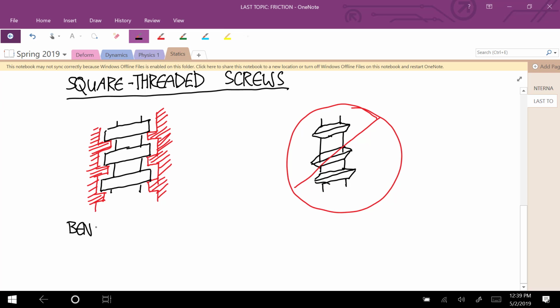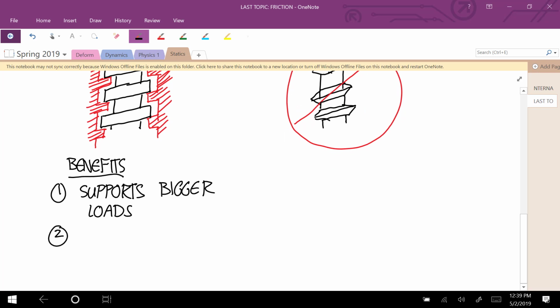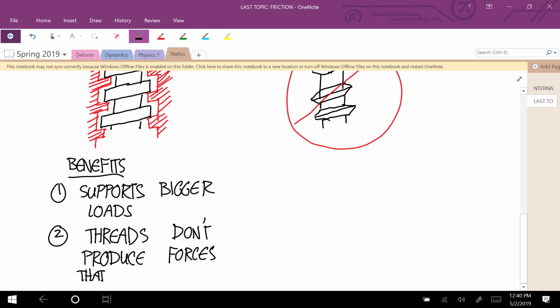The benefits of this are that it can support much bigger loads. And it also has the benefit that the forces applied by the surrounding threads to the threads of the screw don't do damage to the threads because of the direction that they're actually, let me say it better. The threads don't produce forces that explode the surrounding threads.